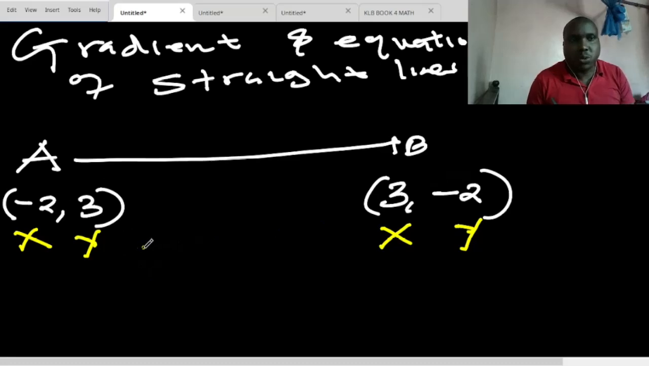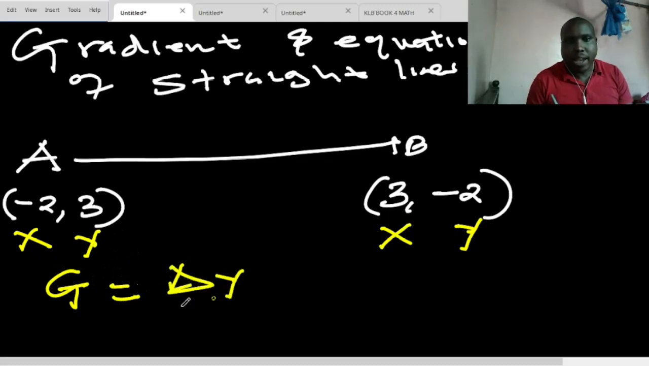Gradient is equal to change. When you go to the shop and you give somebody 50 shillings, you take something costing 30 shillings, he gives you change. What is a change? A change is a subtraction of the first and the second, the initial and the final. You give 50, you buy something costing 30, 50 minus 30, you are given 20 back as the change. So when we say gradient is equal to change in Y over change in X, we mean you subtract the coordinates of the Y and subtract the coordinates of the X.